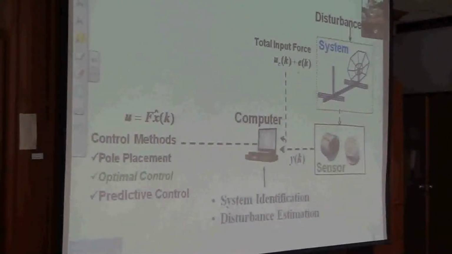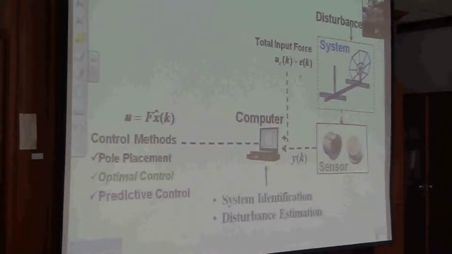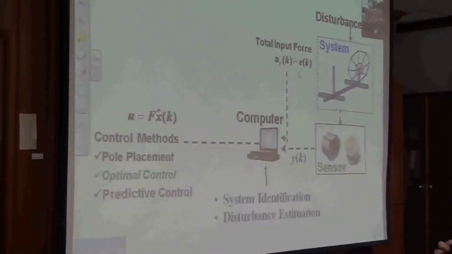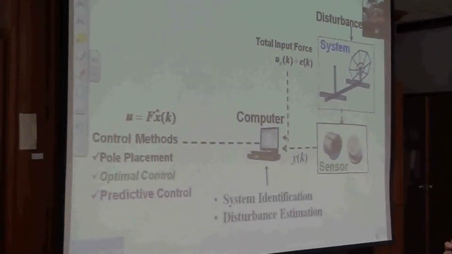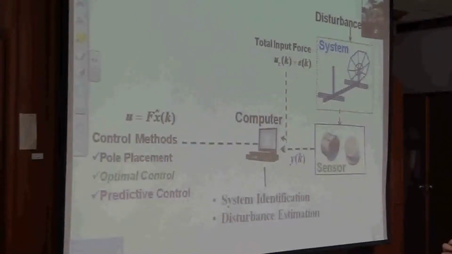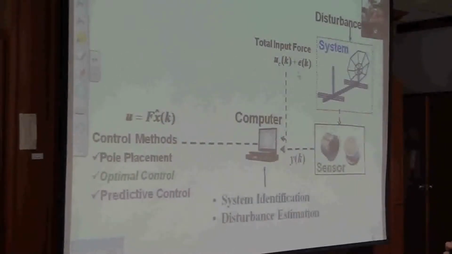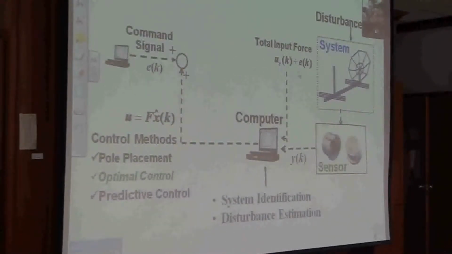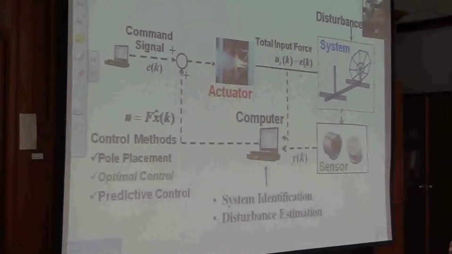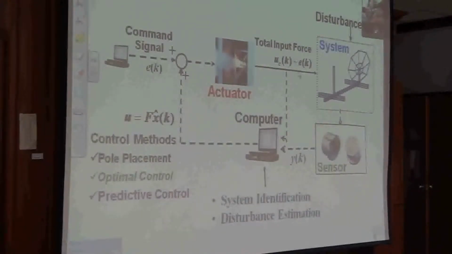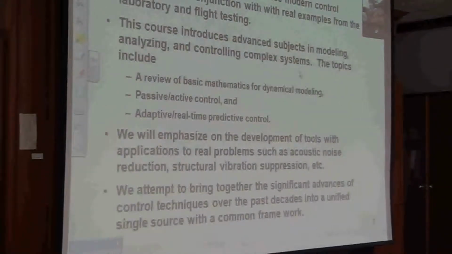Then what's added to this slide is the control. For control, we have many methods, including pole placement, optimal control, and predictive control. These are all the topics that will be covered in this course, so I will not elaborate on that. And using any one of these control methods, you send a signal out to your actuator. And actuator is what actually gives the input to the system. Okay, so that's the introduction to control course.